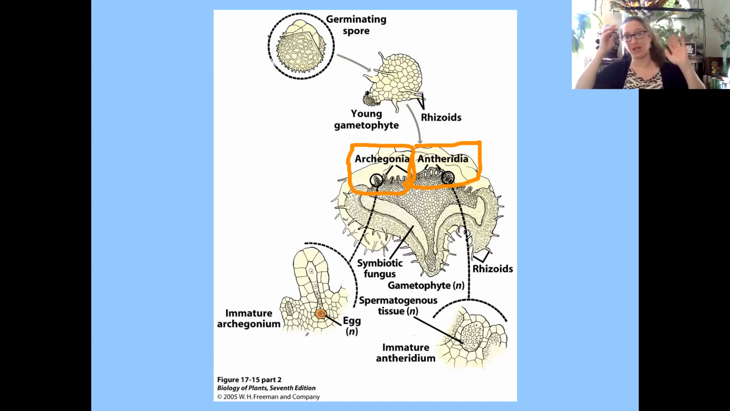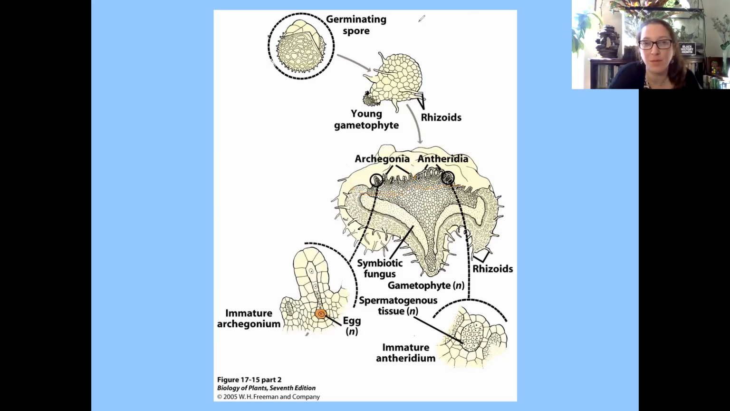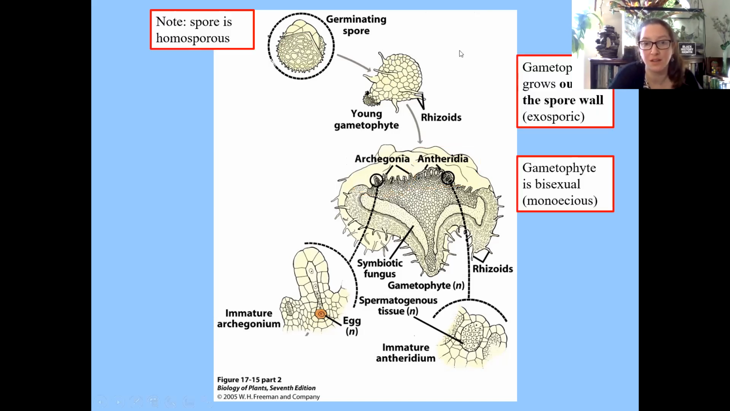And then once we get to the sex organ part, we know what's going to happen. Inside of an archegonium, you have an egg. Sperm from the antheridium is going to swim. Doesn't swim, I think it does swim. Hold on, let's see. We'll see on the next slide.